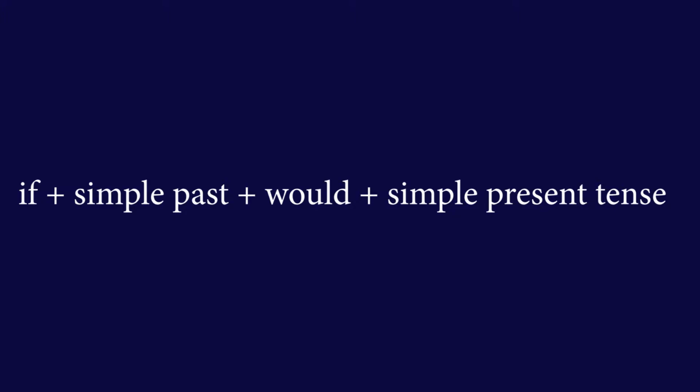would, W-O-U-L-D, would, plus a simple present tense of the next verb in the main clause. For the if clause, you have if plus simple past, and then in the main clause, you have would plus the simple present tense of the verb. Look at this example.